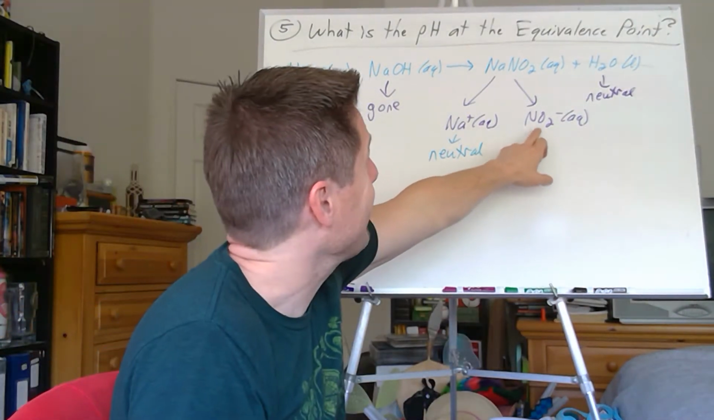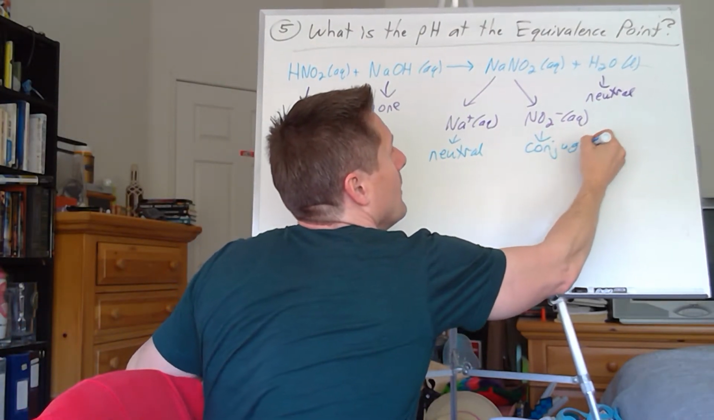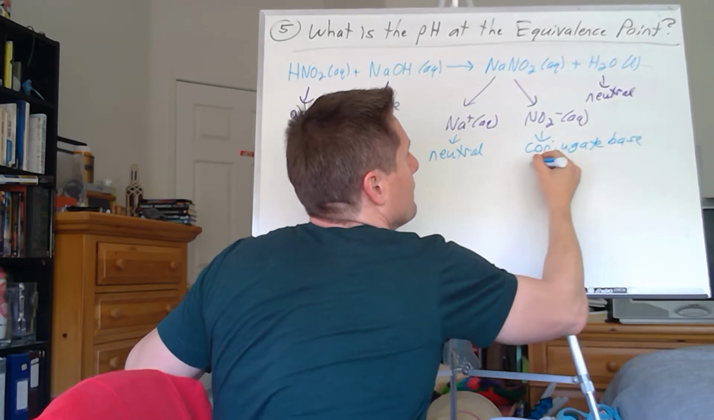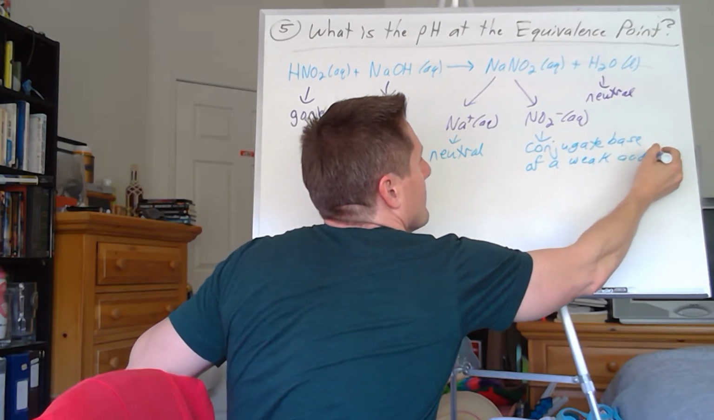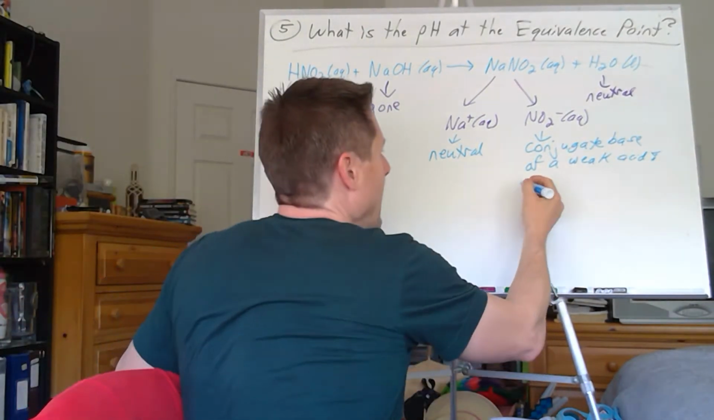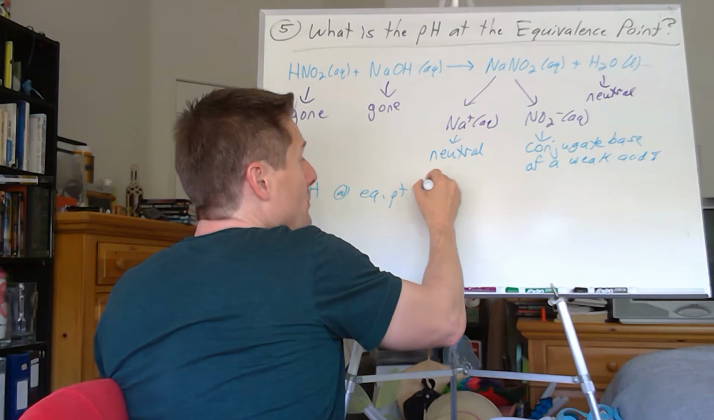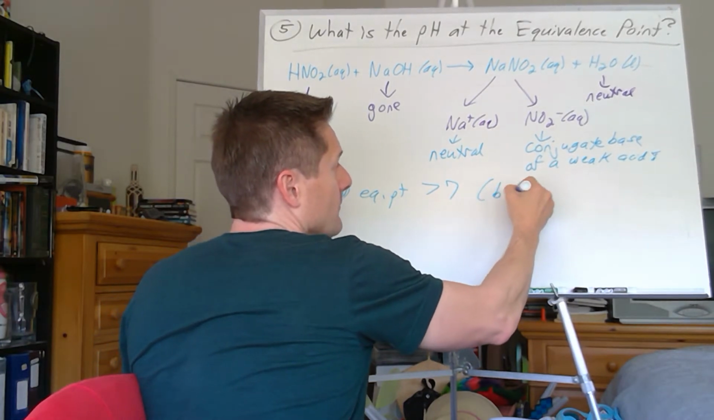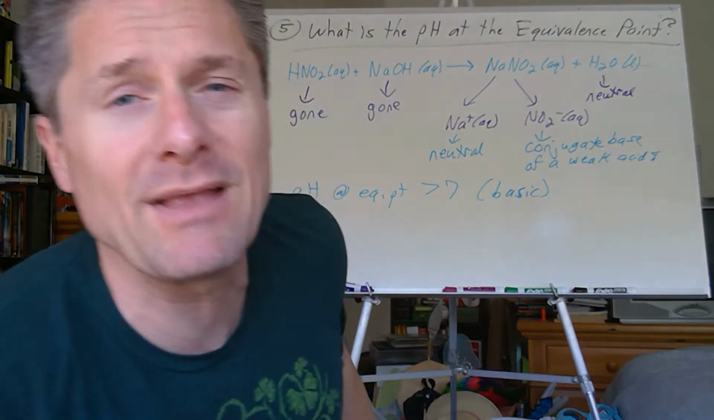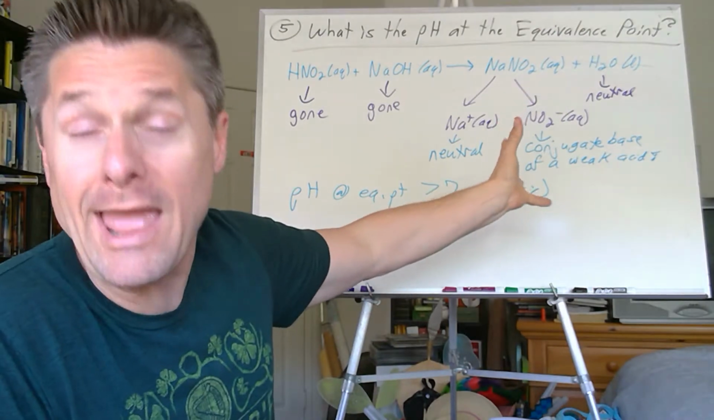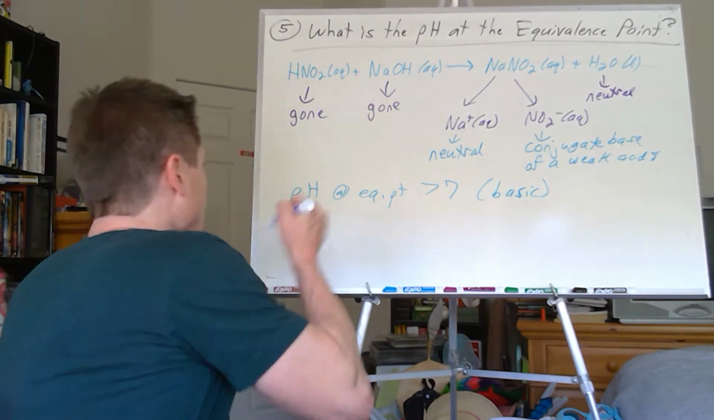But the NO2 minus, that's the conjugate base of a weak acid. Oh no. So if that's a conjugate base, that means the pH at the equivalence point should be greater than 7. Now we're going to calculate what that is, but we've got the presence of a conjugate base. So 2 parts of this. 1, what the heck do we have? 2, how much of this formed? All right, so we need to figure that out.